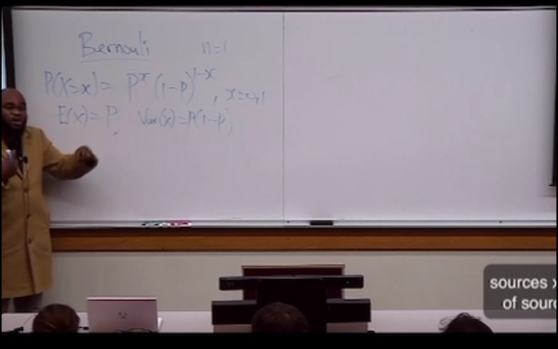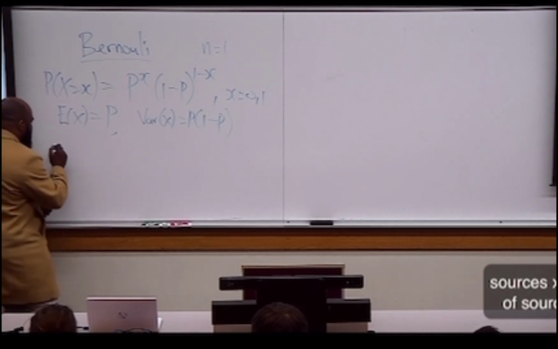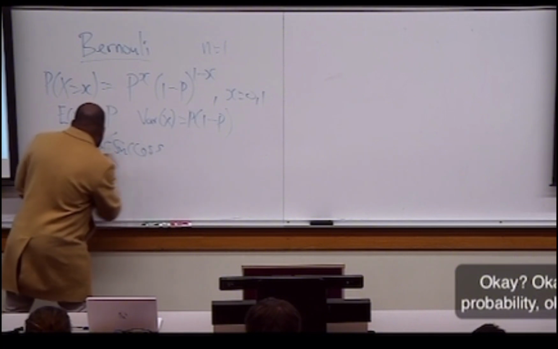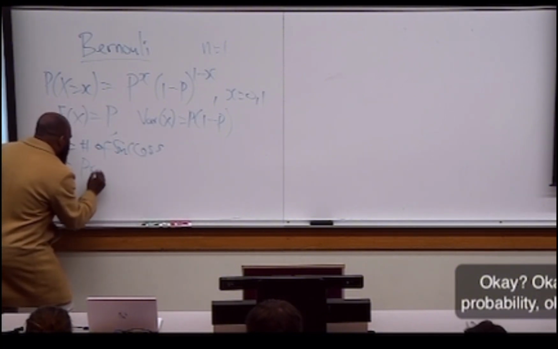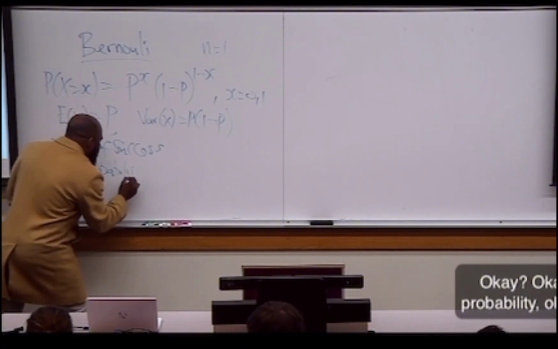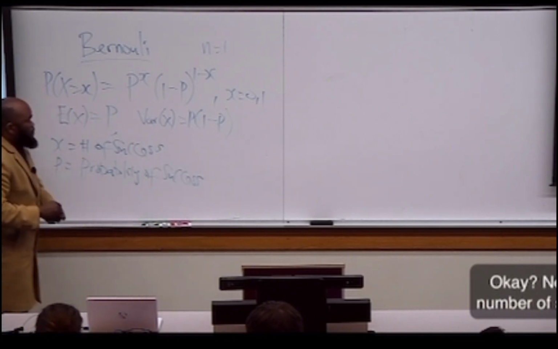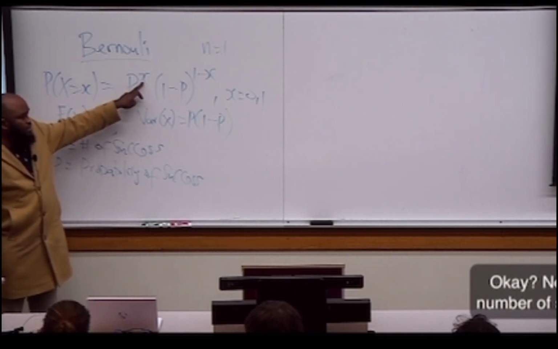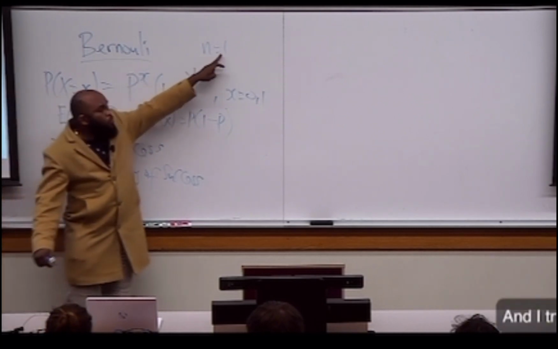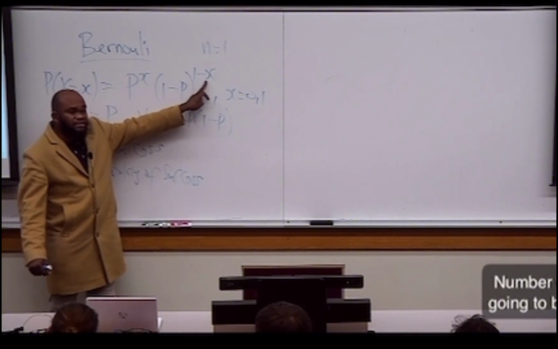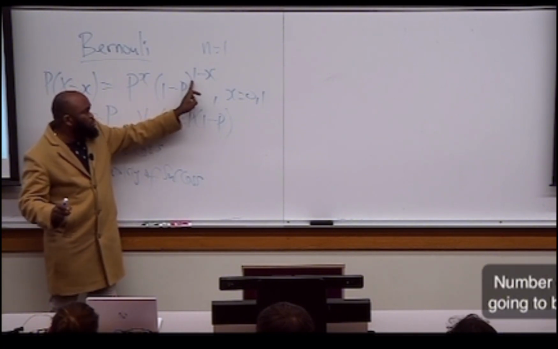X, the number of successes. P, the probability of success. Now if X is the number of successes, and I try once, then the number of failures is going to be 1 minus X.